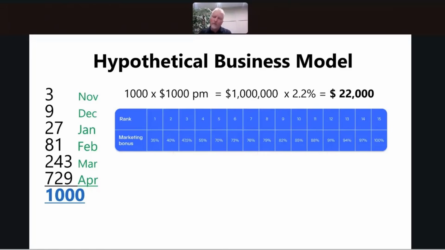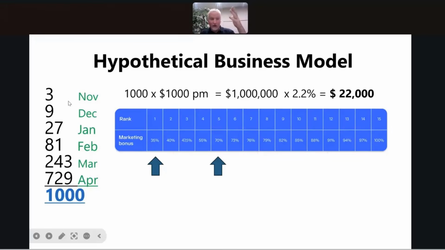But there's a problem. What's the problem? Anybody work it out? These aren't all your customers. These 729 customers were introduced by these people here, not by you. So these people here get 35%. You get the difference.